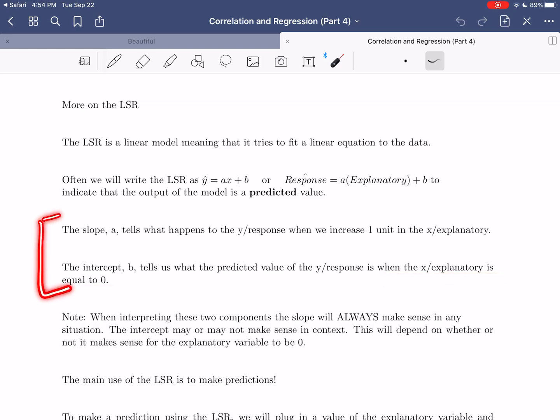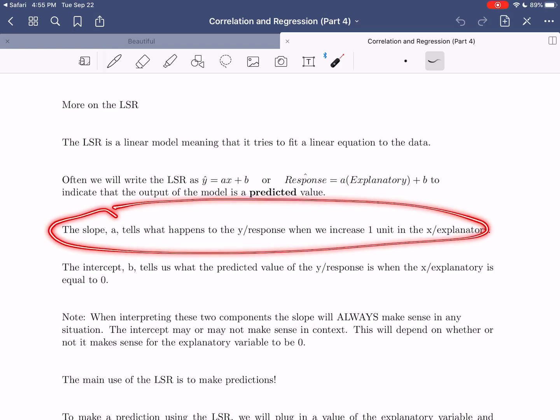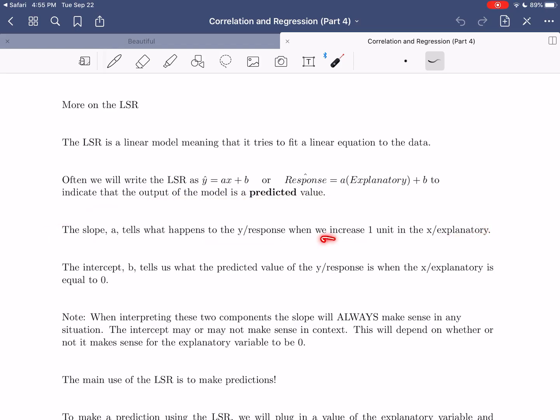Now, I'm mentioning these things about slope and intercept because something we're going to start doing is interpreting the slope and intercept of our model. Once we construct a model, it's nice that the calculator can do it for us, it's nice that it fits the data, but we'd really like to say what these things mean in the context of whatever situation we're gathering data about. So again, the slope is telling us what happens to the response when we increase 1 unit in the explanatory, and the intercept is telling us where the response starts off when the explanatory is equal to 0.